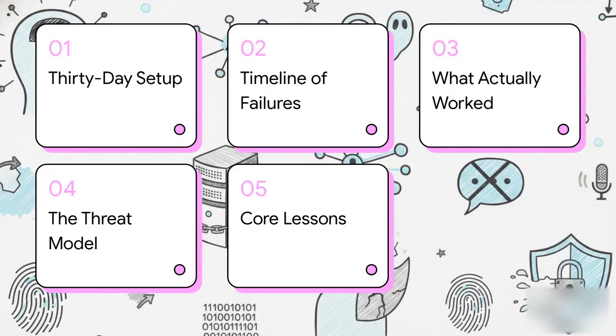So here is our roadmap for today. We're going to start with the 30-day setup, walk through the actual timeline of failures, look at what genuinely worked, explore the core concept of the threat model, and wrap it all up with some final lessons.